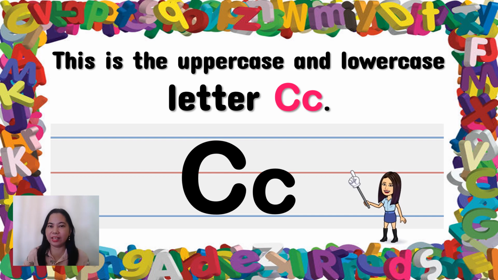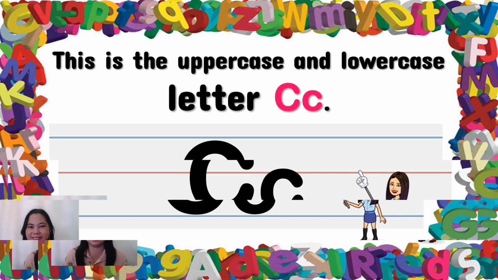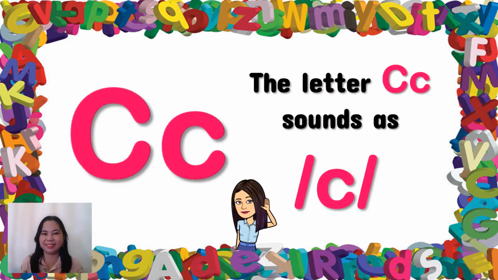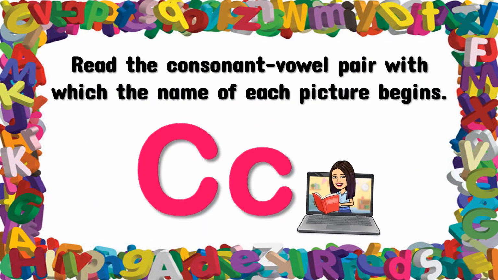Once again, this is the uppercase and lowercase letter C. C is a consonant and it has a sound. The letter C sounds as K, K, K. It's like the sound of the letter K. Read the consonant-vowel pair with which the name of each picture begins.